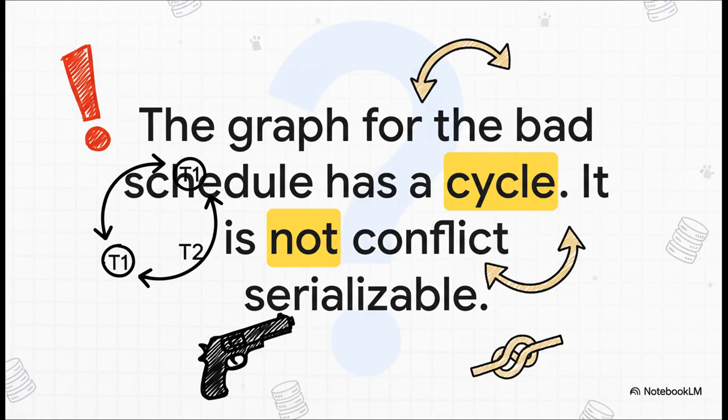So what happens when we graph our bad schedule? Well, T2 reads before T1 writes, so we have to draw an arrow from T2 to T1. But T1 also reads before T2 writes, so we have to draw an arrow from T1 back to T2. And there it is. We've created a cycle. This is the smoking gun. A cycle in this graph tells us that this schedule is a logical impossibility. You can't untangle it into any valid one after the other order.